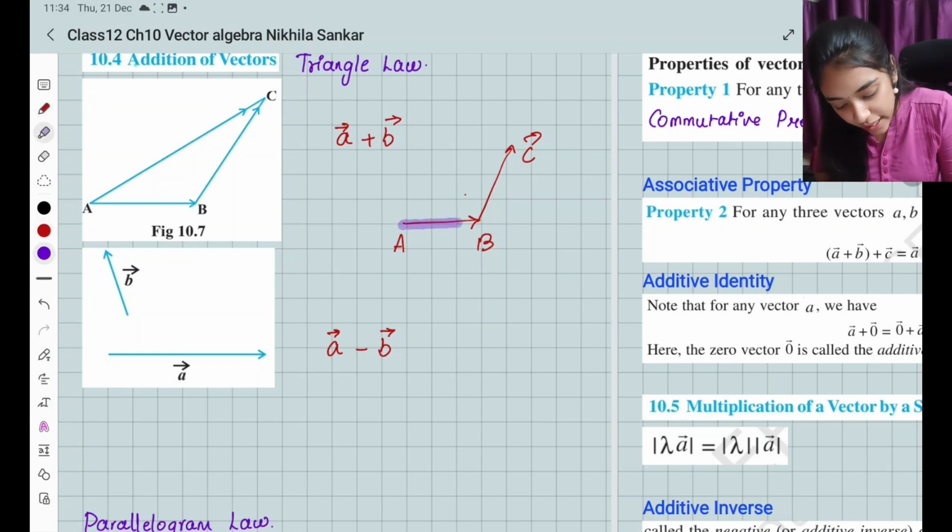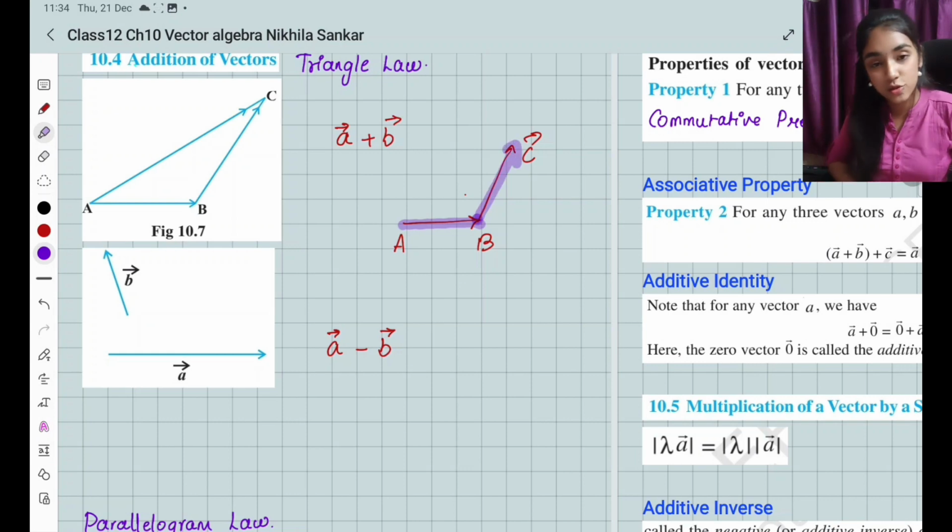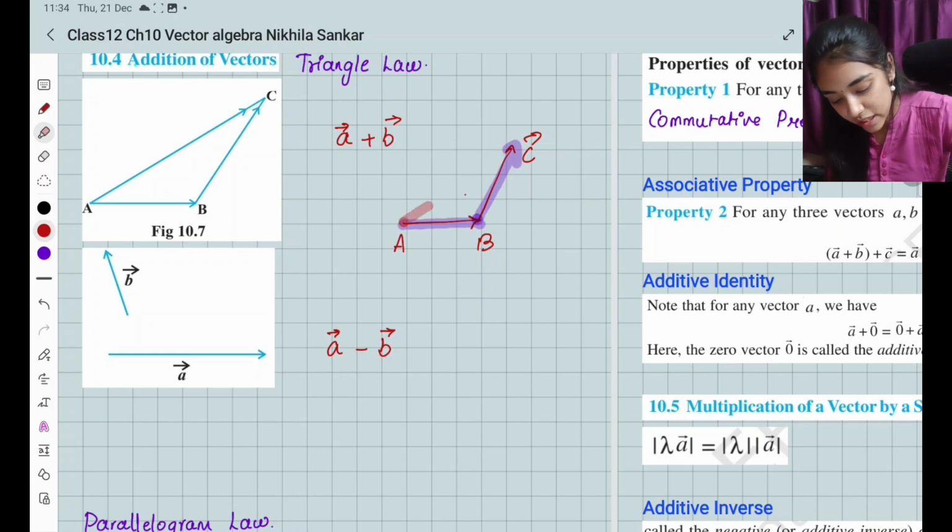So, you have A, B, and the tail length head initial point. So, this is going to be BC. When I'm adding two vectors, I am basically finding the displacement. So, in the line தான் நான் கண்டுபிடிக்கிறேன். So, I am finding the displacement of A to C.